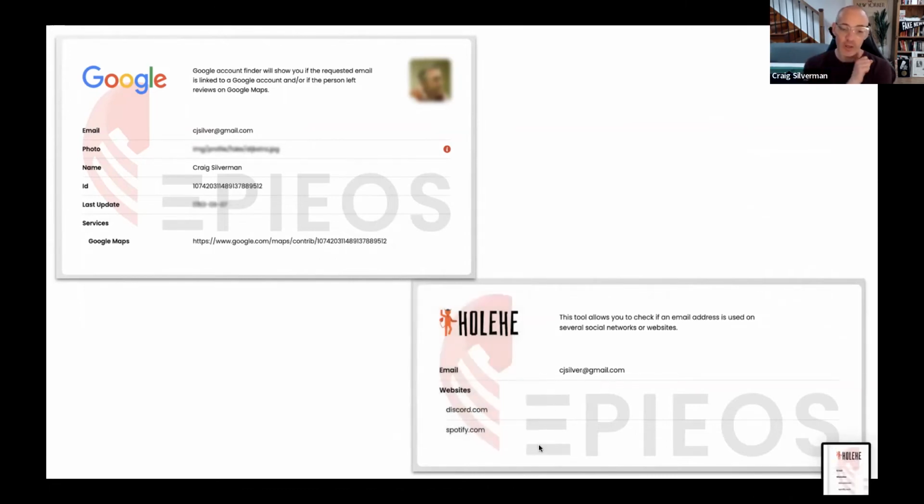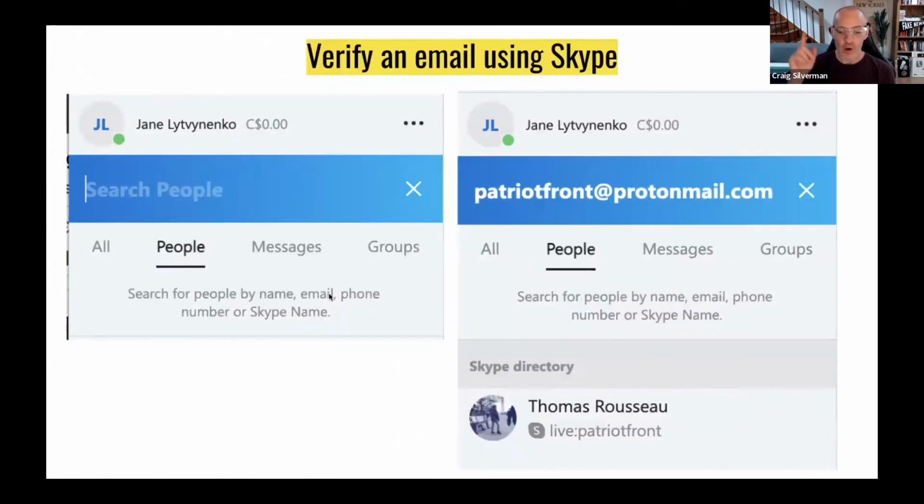I have to tell you, I haven't used this account in so long that I completely forgot that I had a Discord account with it and a Spotify account. And so even just running a search on one of my own email addresses turned up information that I forgot was out there. So that is just an example of a free tool where it might turn up some interesting info about who is actually the owner of a particular email address and whether it is a real and useful email address.